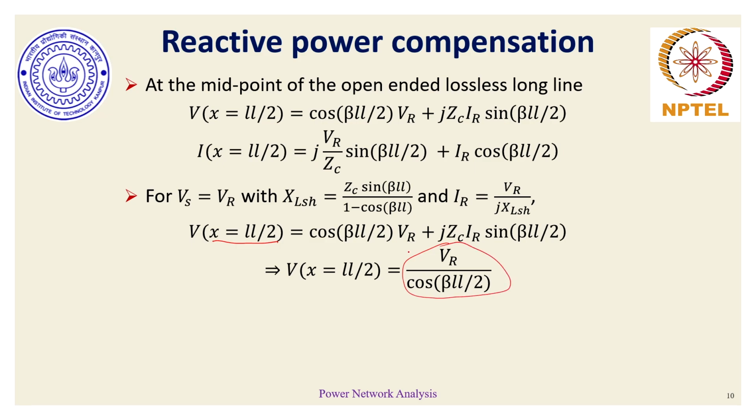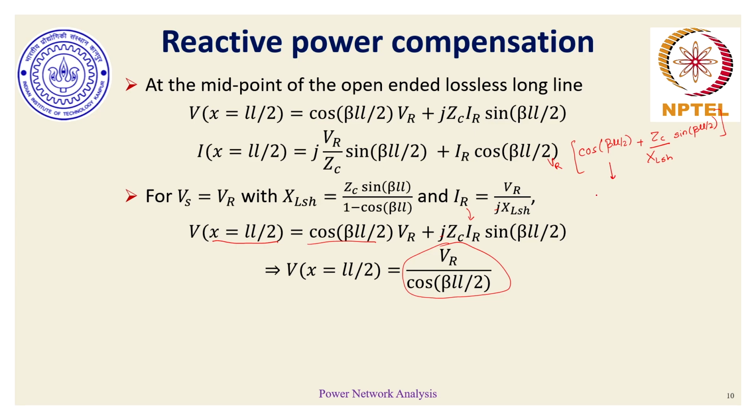Now, how do we get this expression? Please bear with me for a moment. What we do here is substitute IR as VR by jXLsh. I'll work it out here. We have the first term as cos of beta LL by 2. Then after substitution, we have ZC by XLsh, j and j cancel each other, and then we have sine of beta LL by 2. The entire term has a common factor of VR, which I am going to ignore for the time being, and I'll put it back when the time comes.